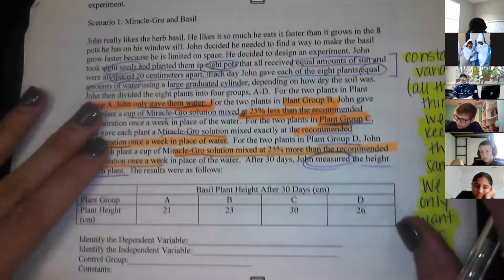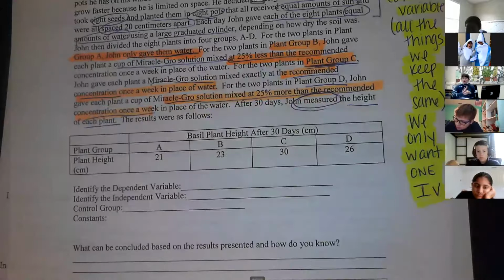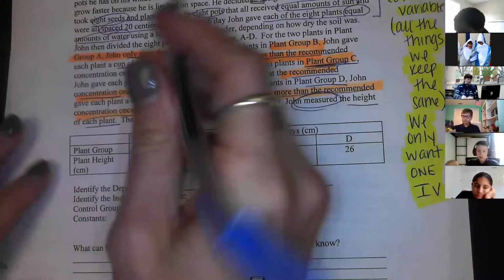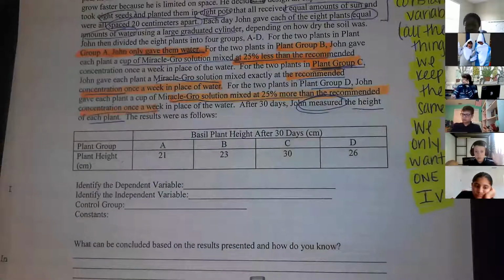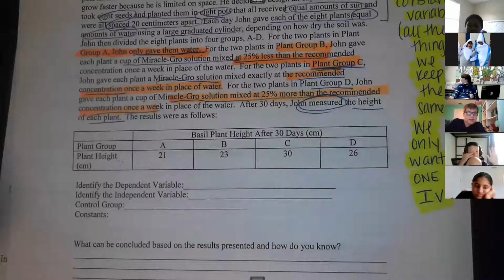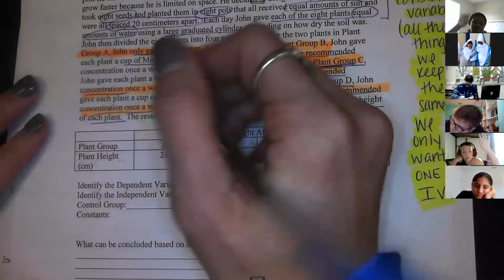What was my dependent variable? By looking at this chart, I can tell. Lindsay, what's my dependent variable in this experiment that we just talked about? What's the only thing that could be measured here? Plant height. Perfect.